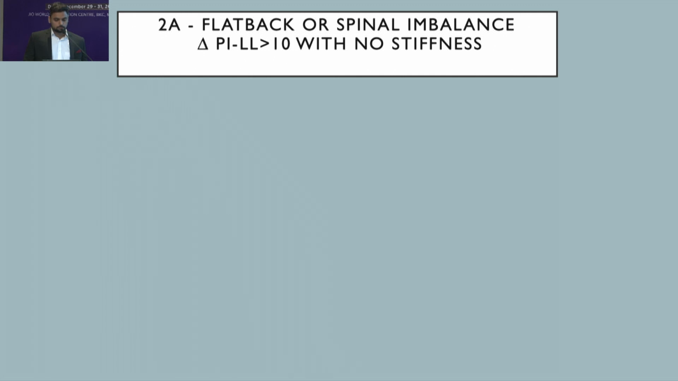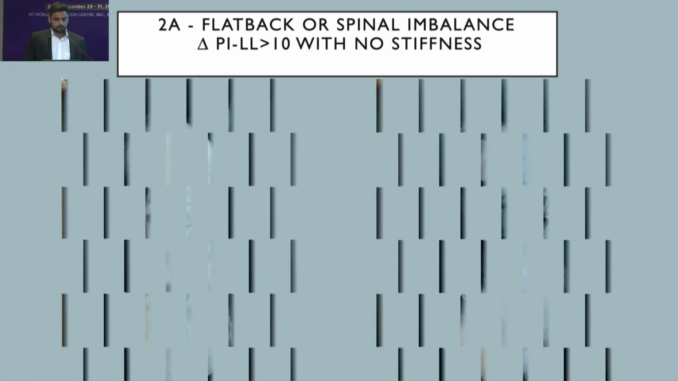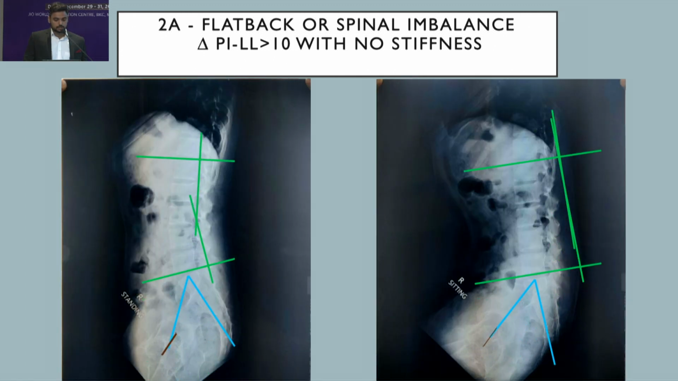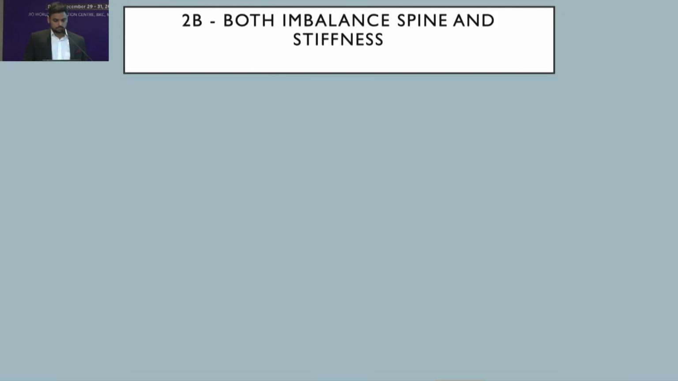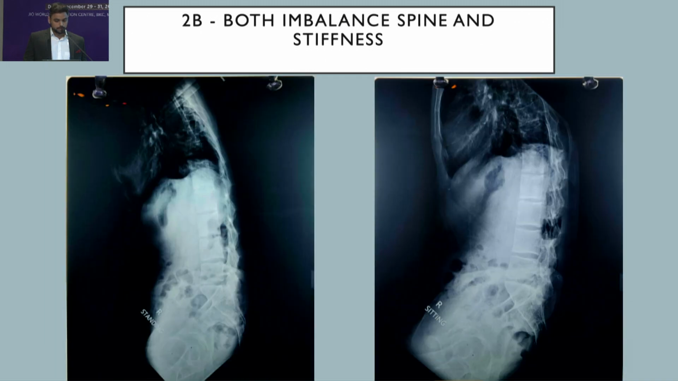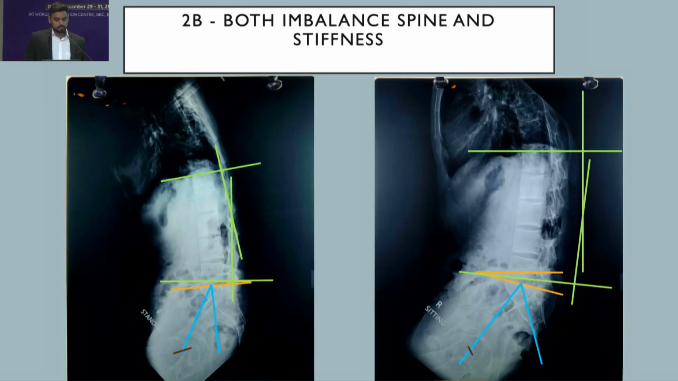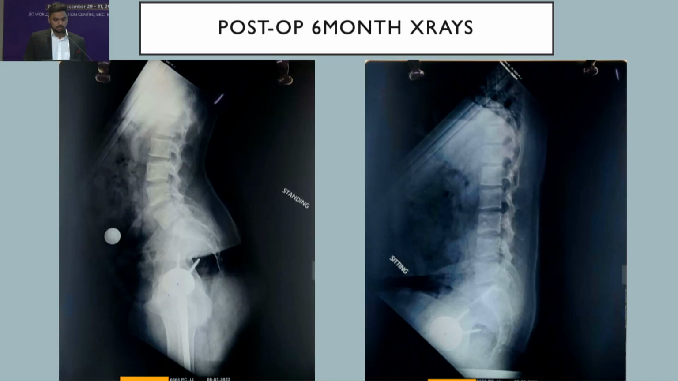2A being patients having flat back deformity or imbalanced spine, where the difference between pelvic incidence and lumbar lordosis is more than 10 degrees. 2B being patients having both imbalanced spine along with the spinal deformity. This is a post-op X-ray of a patient belonging to group 1A. Here we can see that there is not much change in the parameters post-operatively as compared to pre-operatively.